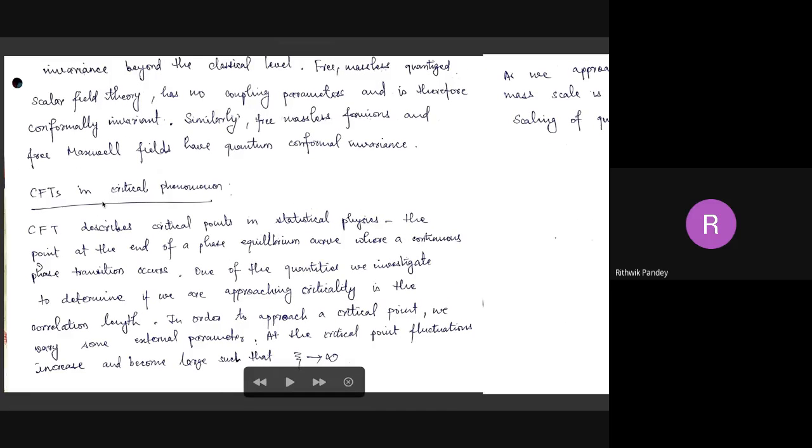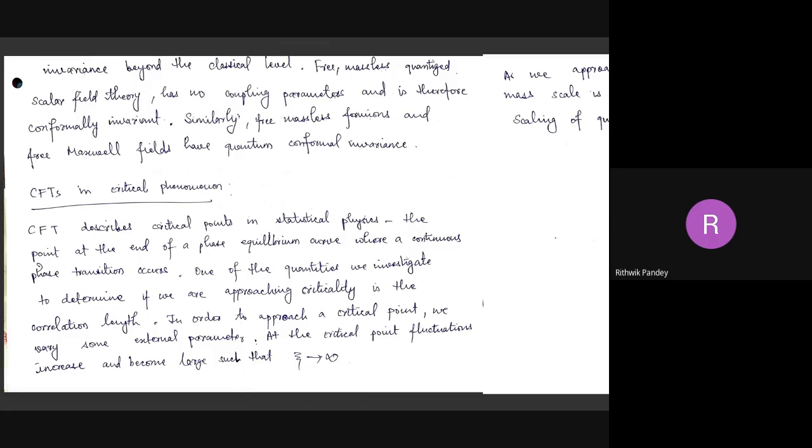But we can talk about some quantum systems which are conformally invariant beyond the classical level. For example, free massless quantized scalar field theory. It has no coupling parameters, it is massless, and is therefore conformally invariant. Similarly, free massless fermions and free Maxwell fields have quantum conformal invariance.